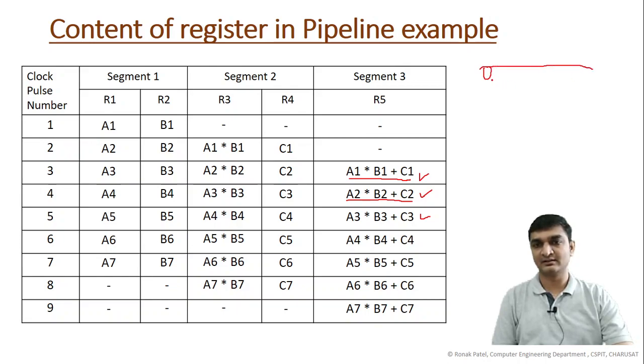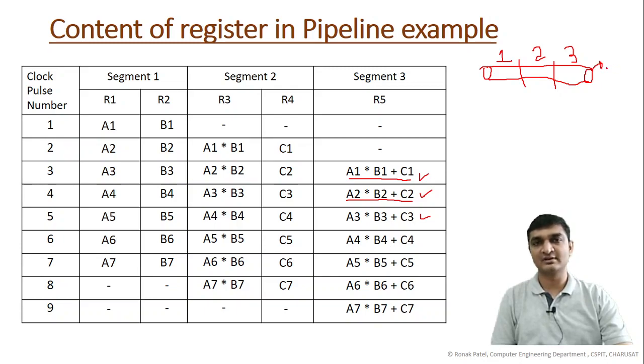If I give you this example pipeline, this is segment 1, this is segment 2, and this is segment 3. In segment 1, load R1 and R2. So first it will load R1 and R2, the first instruction. Now the first instruction will go here, and at that time the second instruction will be here. Then at the next clock pulse, the first instruction is here, the second here, and the third will be here. So this way it will go, and you can see that after the third clock pulse you will get the result.